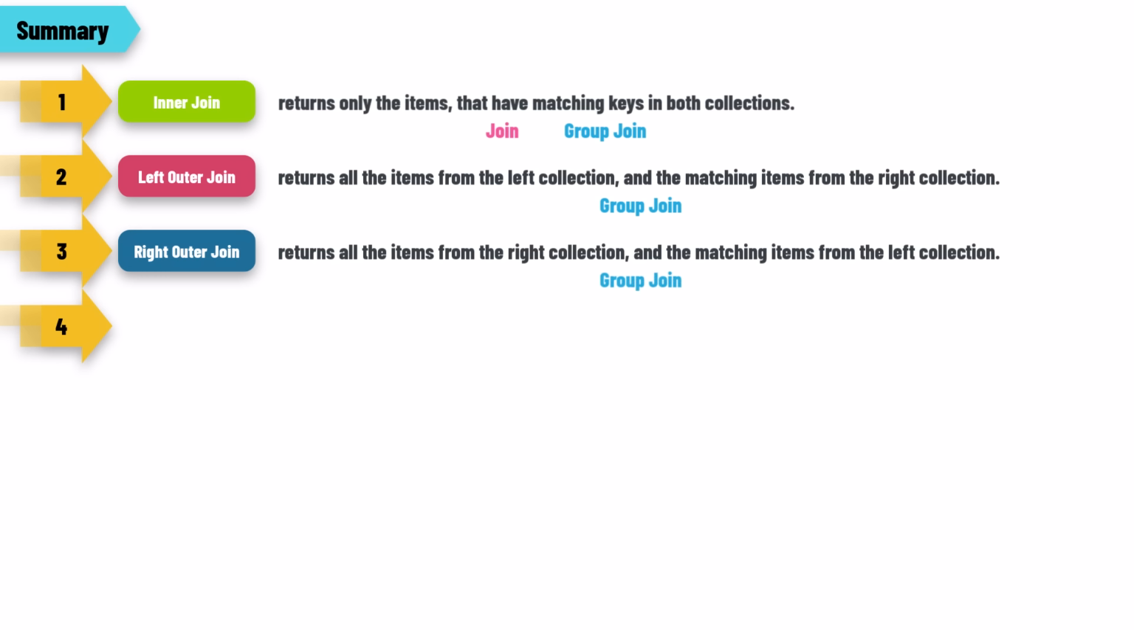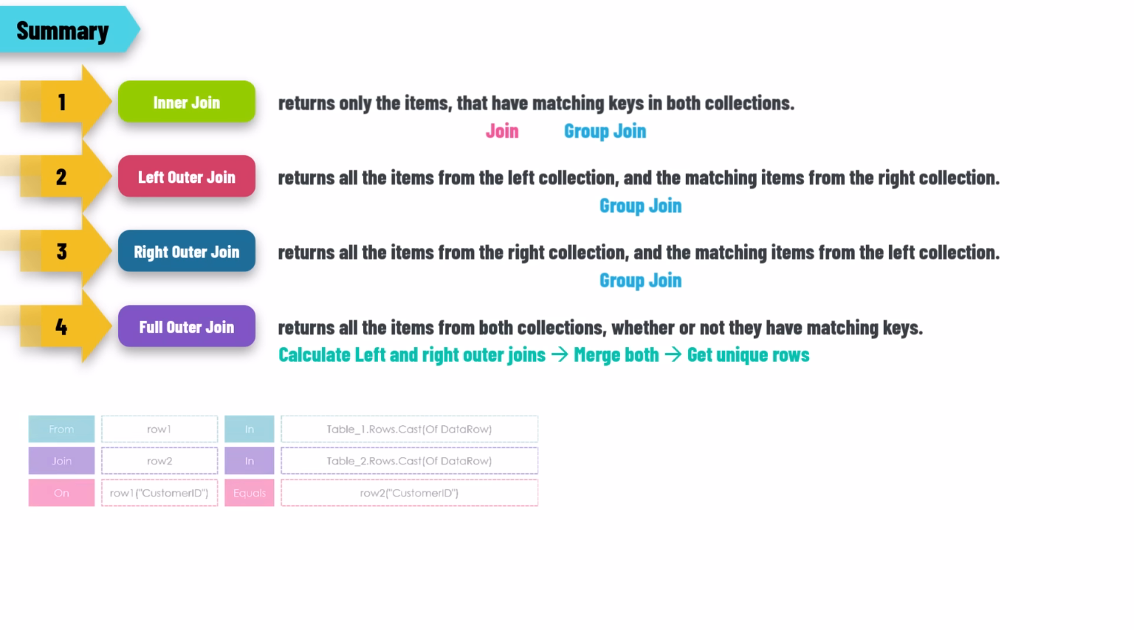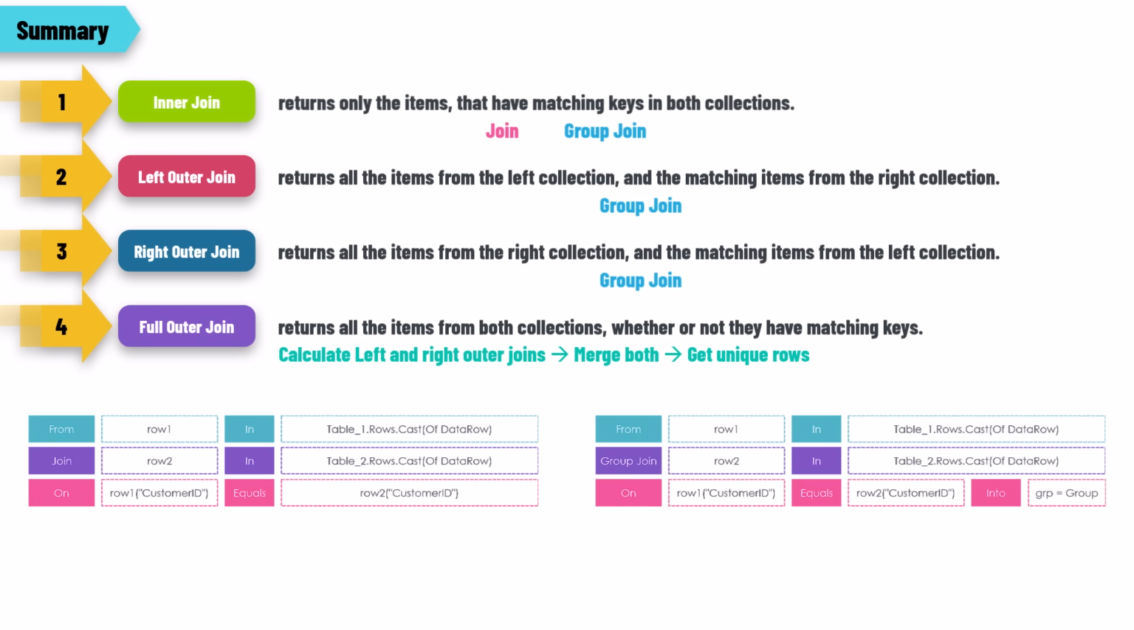And the last join type is full outer join. This join type returns all the items from both collections, whether or not they have matching keys. To implement this join type, we have to calculate left and right outer joins, and then merge them and get the unique rows from the merged table. The structure of the join clause looks like this one. And the structure of the group join clause looks like this one. That's all about join types.